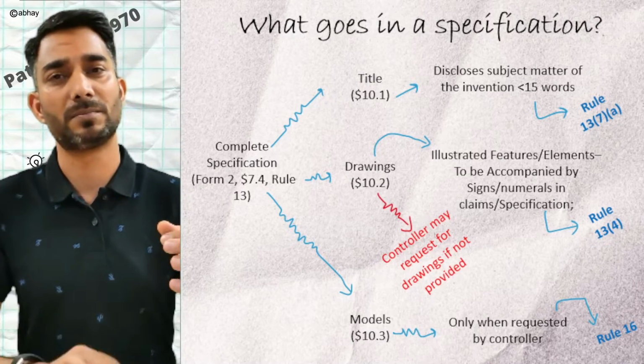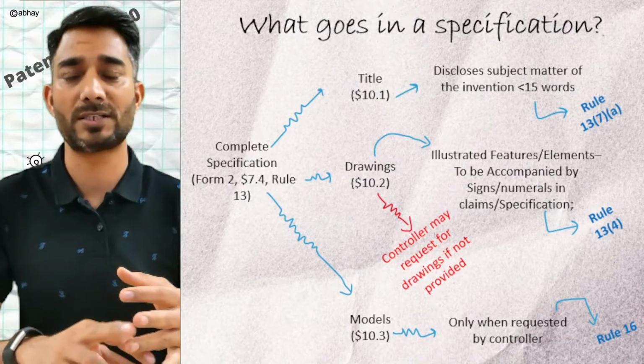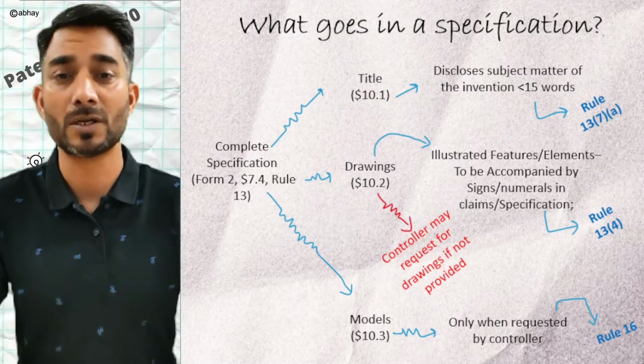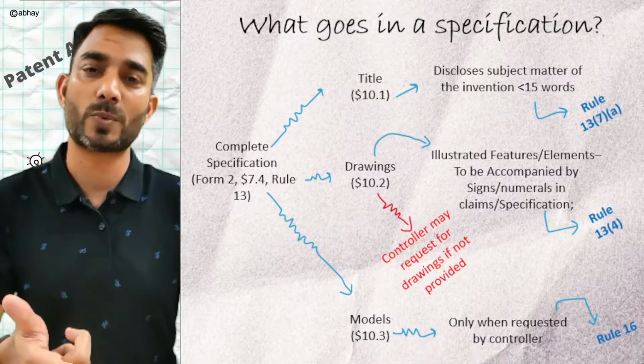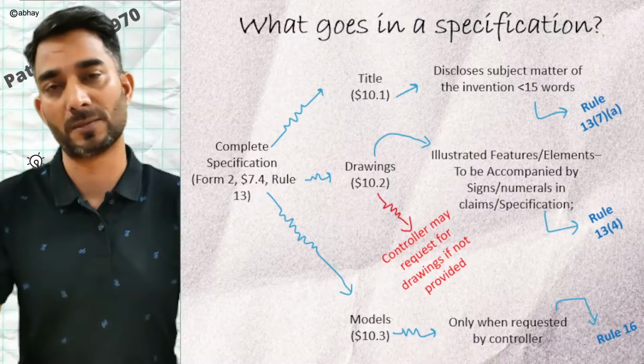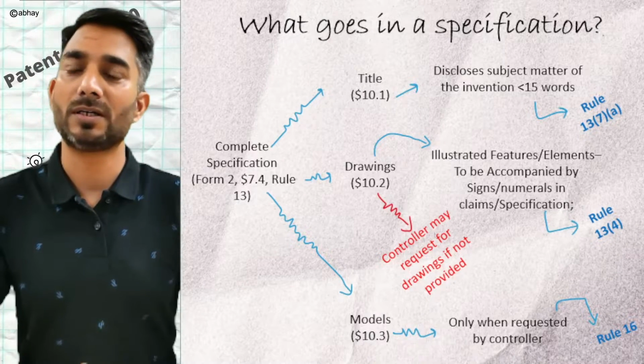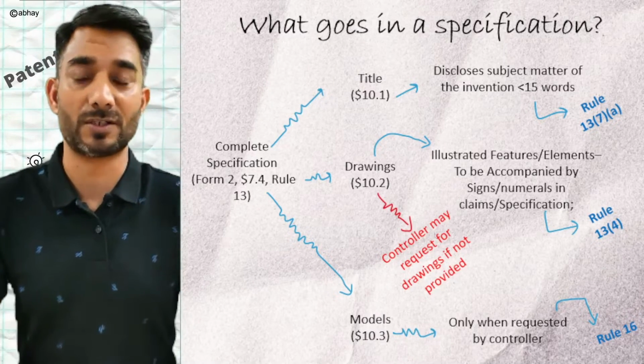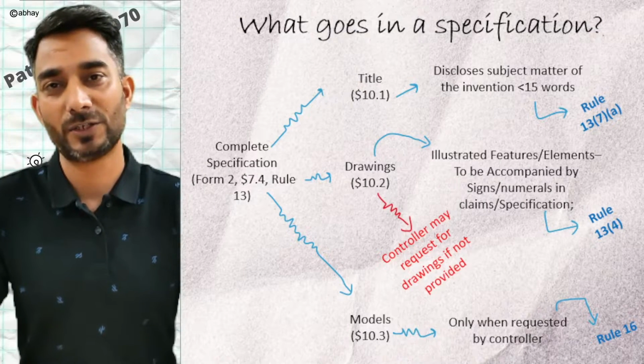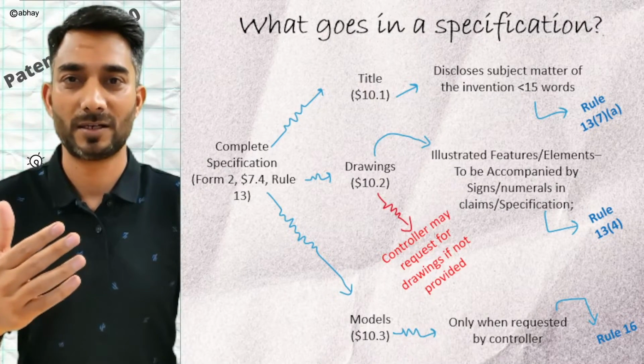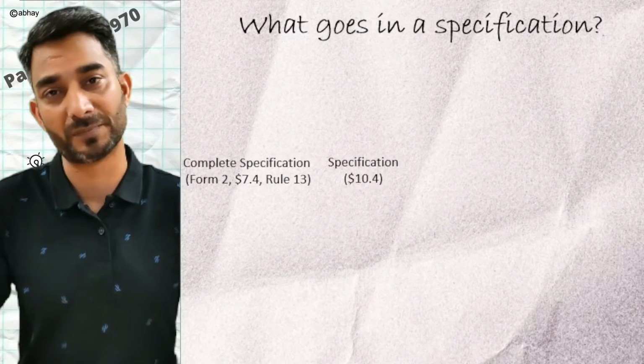Only the specification drawings that you submitted would be part of the invention. So we discussed 10.1 title, drawings, and models. Moving on, let's go on to specification, the complete description part, which provides the detail about the working of the invention.